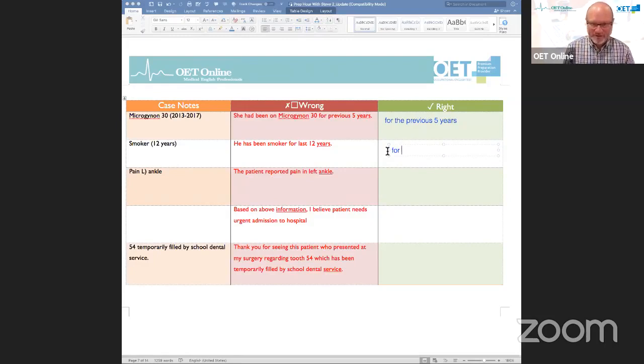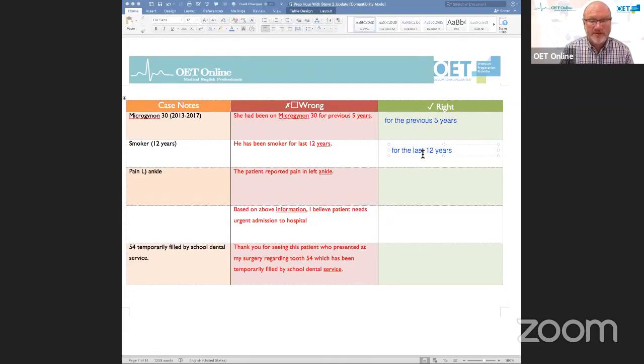And then we've got the same example on the next one. It's the same rule. It's a period of time. "Smoker 12 years." We're going to use present perfect, which we covered in our last lesson if you've watched that video. So we're going to say, "He has been a smoker for the last 12 years." There we go.